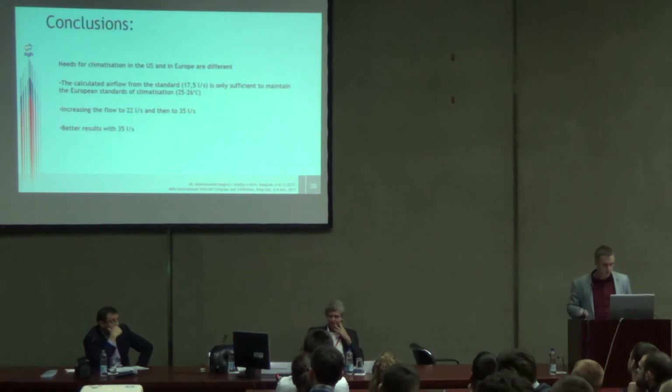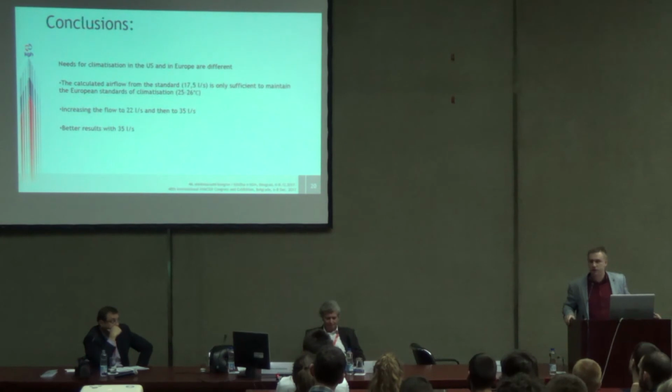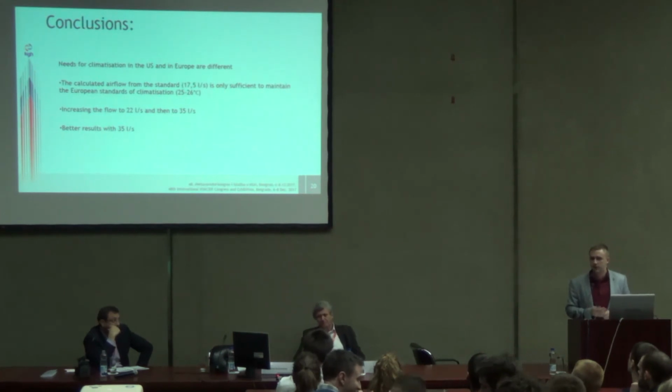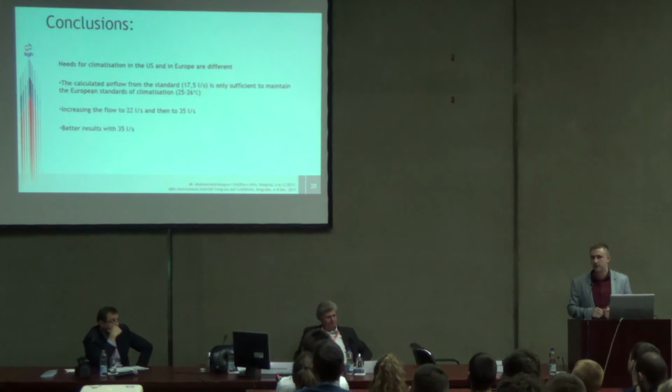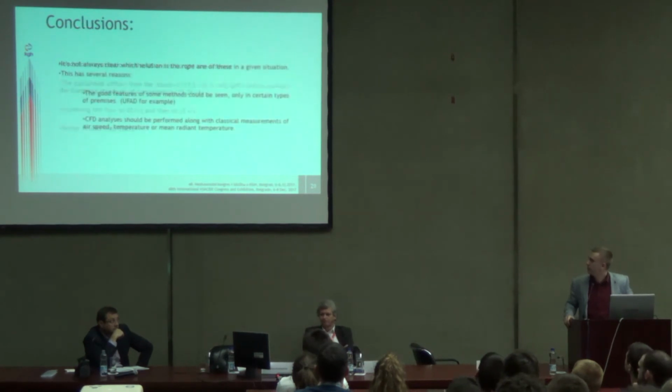The conclusions: the standards for climatization in the USA, according to ASHRAE, are different from the standards in Europe. In Europe, we cool our rooms to 25, 26 degrees Celsius, but in the United States, cooling is to 22, 23 degrees Celsius. So the calculated flow of 17.5 liters per second is only sufficient to maintain the European standards, according to my research, but it's not sufficient to meet the American standards. So good results can only be reached with higher airflow rates.